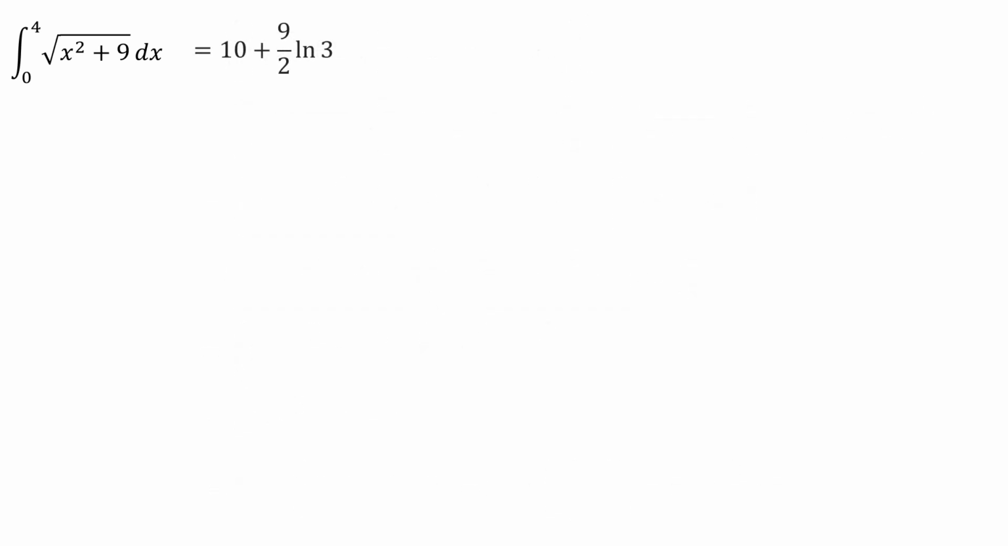And that's how I would tend to leave the answer. If you're wild and crazy, you could say, hey, 9 halves could be an exponent, right? I could rewrite it that way. But I'm like, nah, I think it looks a little bit silly. I would just leave it as 10 plus 9 halves times natural log of 3. All right, that's what I would do.